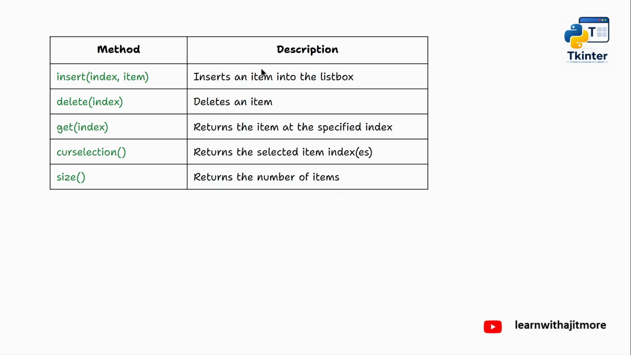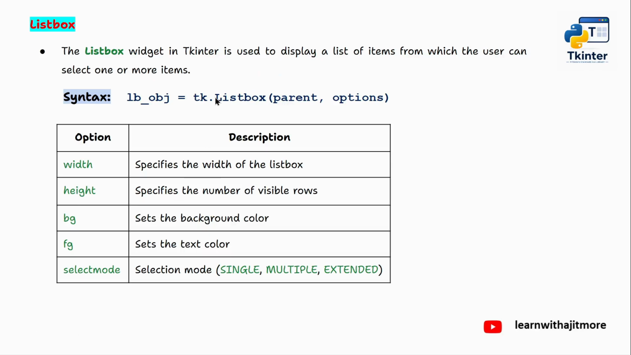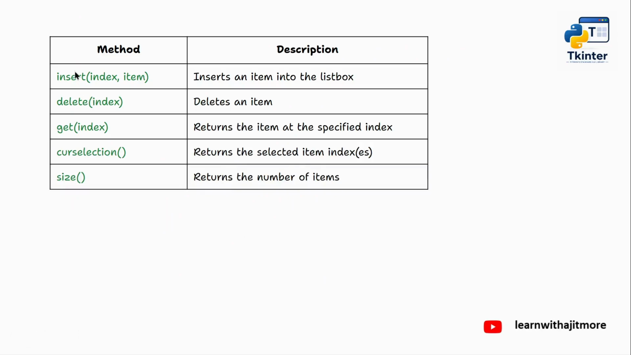So insert inserts an item into the list box. These are methods of the list box object. We create an object of list box, we get this object, LB object, and then this object is going to invoke that method, like LB object dot insert, dot get, dot cur selection. So insert takes the position and the item, and it will add this item at the given position.